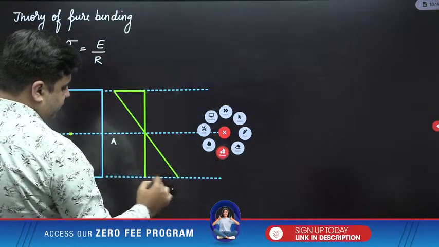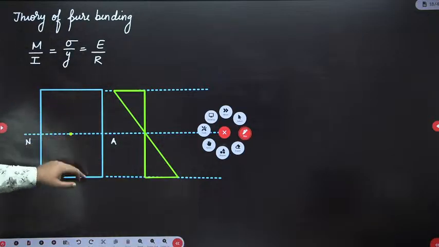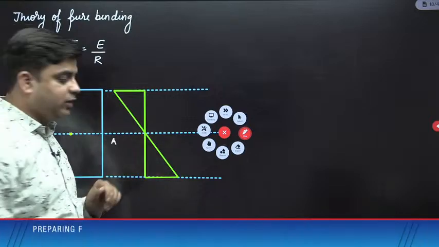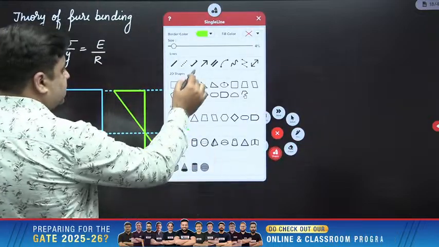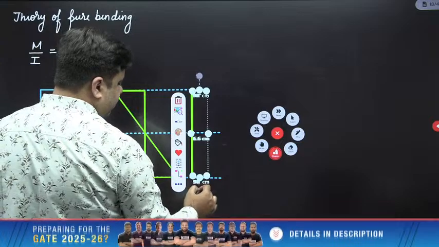This is bending strain distribution. The maximum bending strain is coming over the extreme fibers, and at the neutral axis, the value of bending strain is 0. And from bending strain, if you calculate the bending stresses, the bending stresses will also vary linearly like this. This is bending stress distribution.